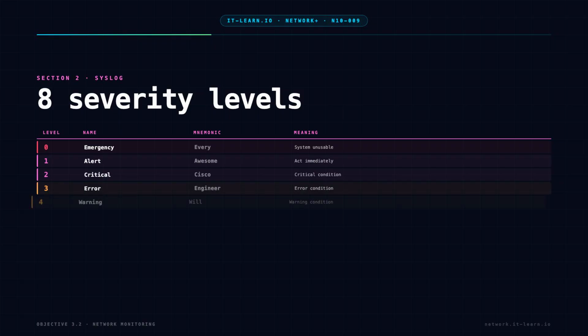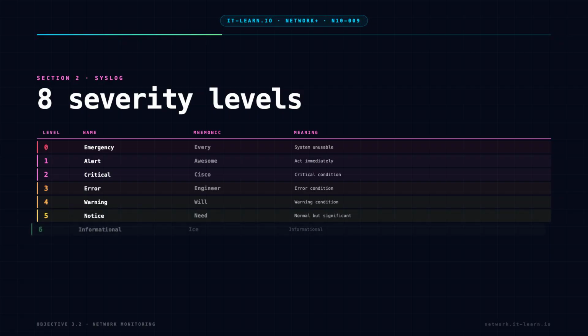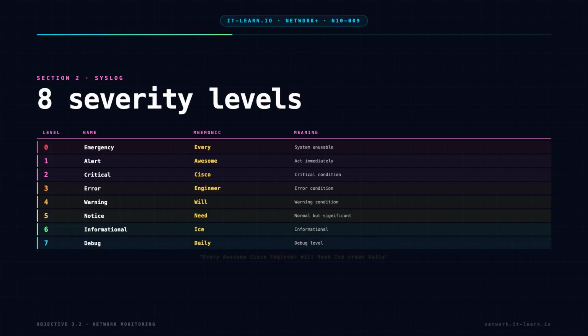Level 0, emergency, indicates the system is unusable. Level 1, alert, requires immediate action. Level 2, critical, indicates critical conditions. Level 3, error, indicates error conditions. Level 4, warning, indicates warning conditions. Level 5, notice, indicates normal but significant events. Level 6, informational, provides informational messages. Level 7, debug, provides detailed debugging information.